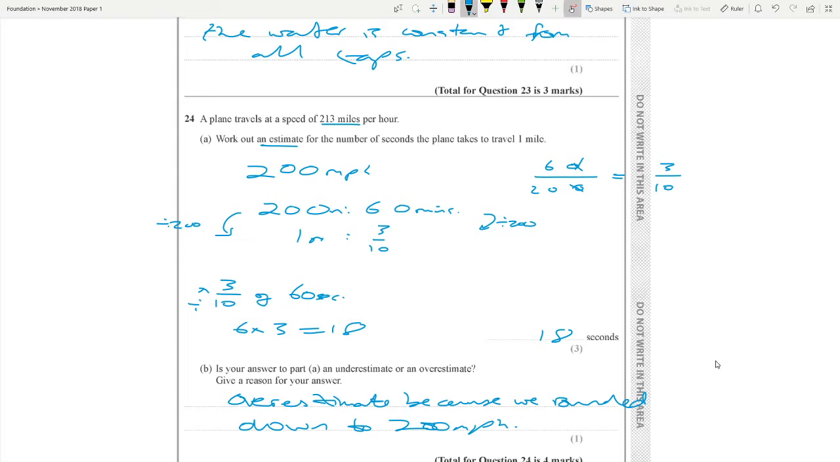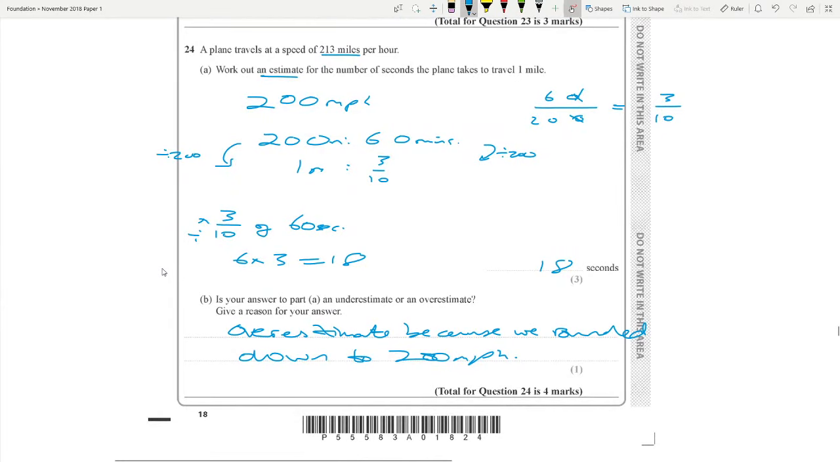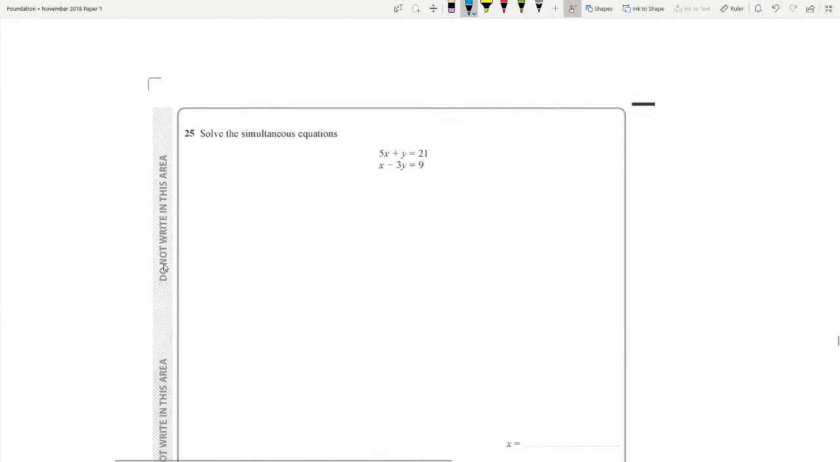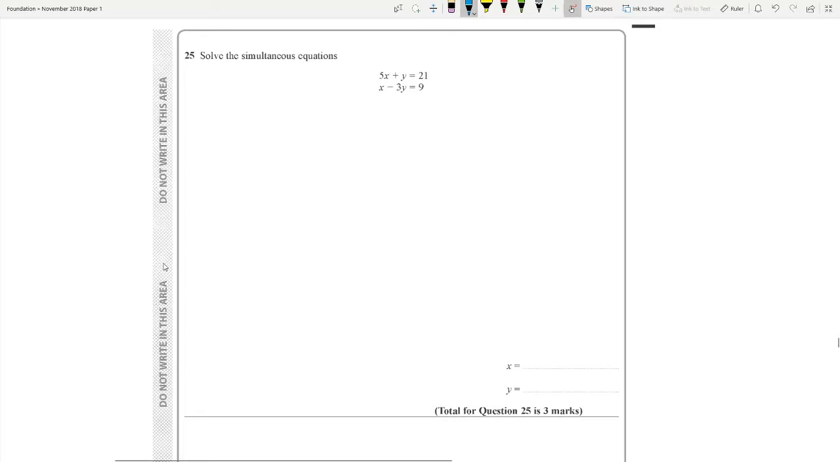Okay, any questions on that one? If not, we'll carry on. Question number 25. Solve this simultaneous equation, 3 marks.